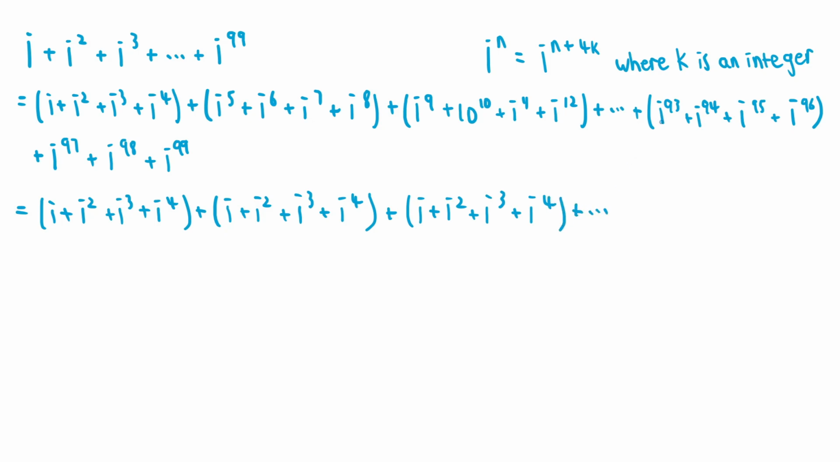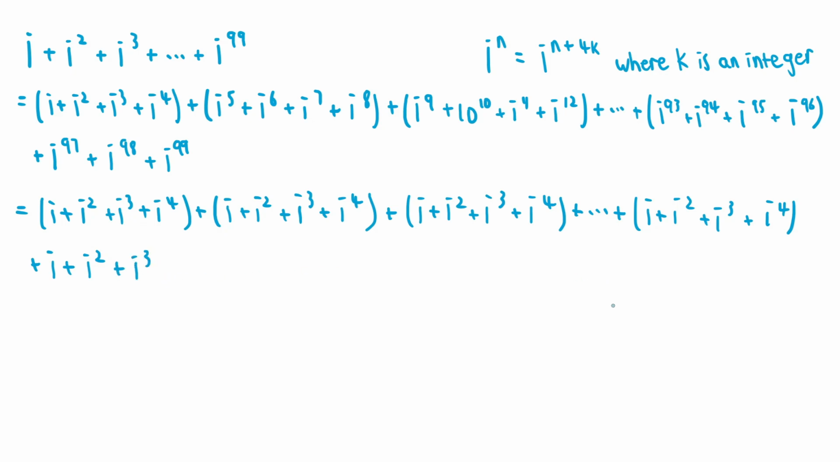So the last group, i to the 93 plus i to the 94 plus i to the 95 plus i to the 96, can also be written as i plus i squared plus i cubed plus i to the 4. And then if we look at the final 3 terms, i to the power of 97 can be written as i, i to the 98 simply equals i squared, and i to the 99 is equal to i cubed.